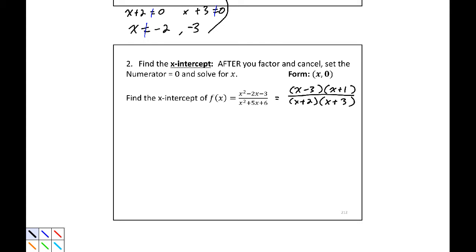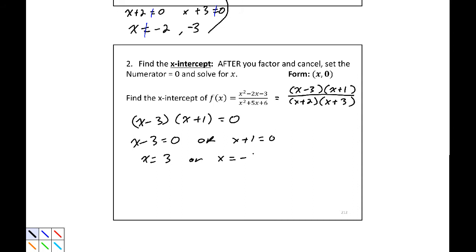But since nothing cancels, we are going to look at our numerator and set it equal to 0. Now the quantity x minus 3 multiplied by the quantity x plus 1 equals 0. Which tells us that x minus 3 equals 0, or x plus 1 equals 0, which means that x equals 3, or x equals minus 1. So those are our x-intercepts. We have the x-intercepts of 3, 0, and minus 1, 0. Again, x-intercepts are based off of our numerator. However, our domain and vertical asymptotes are based off of our denominator. Keep that in mind.